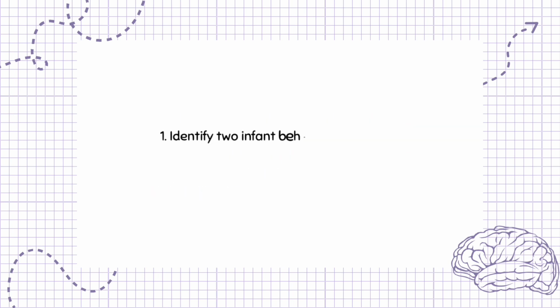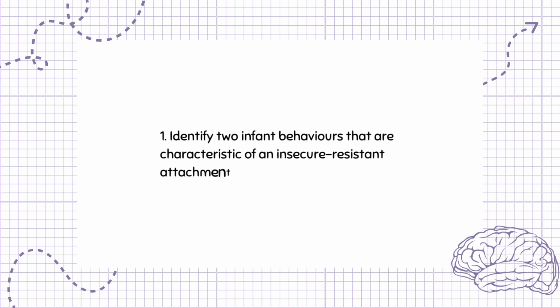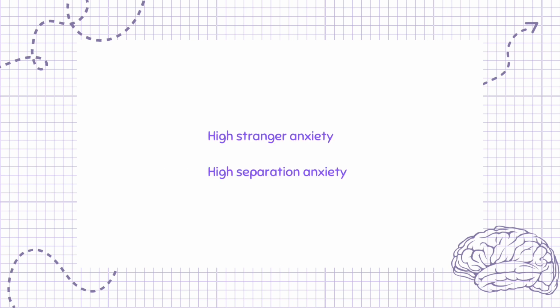Question 1. Identify 2 infant behaviors that are characteristic of an insecure resistant attachment type. 2 marks. High stranger anxiety. High separation anxiety.